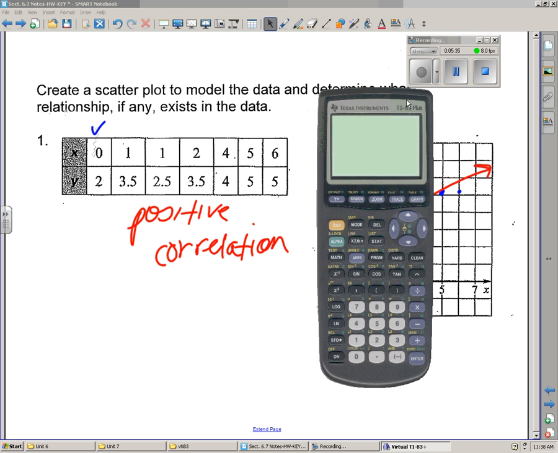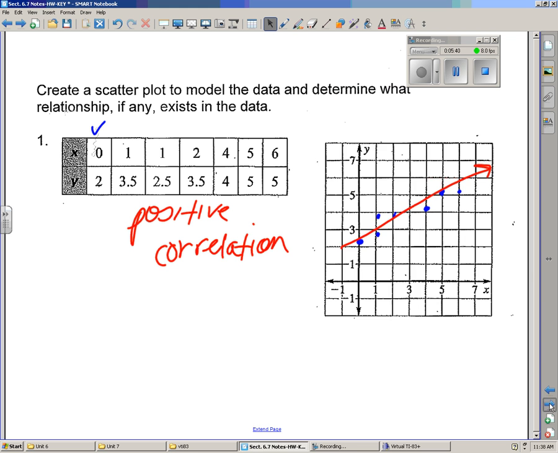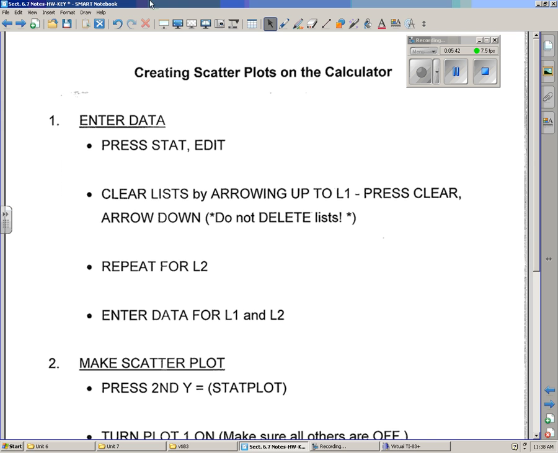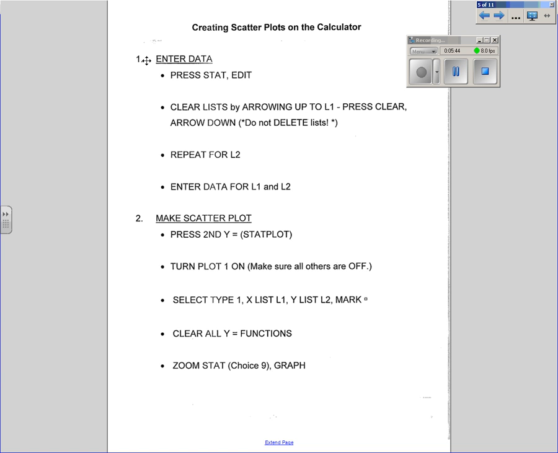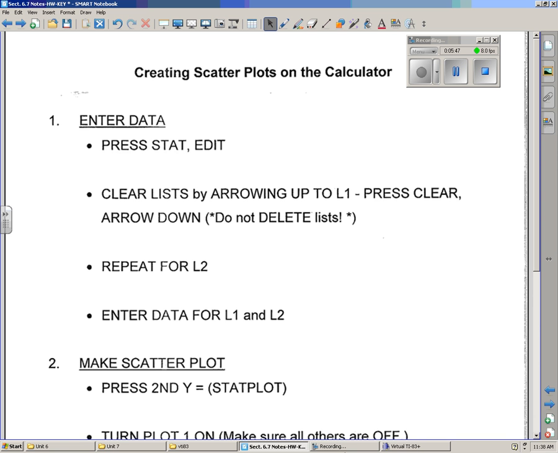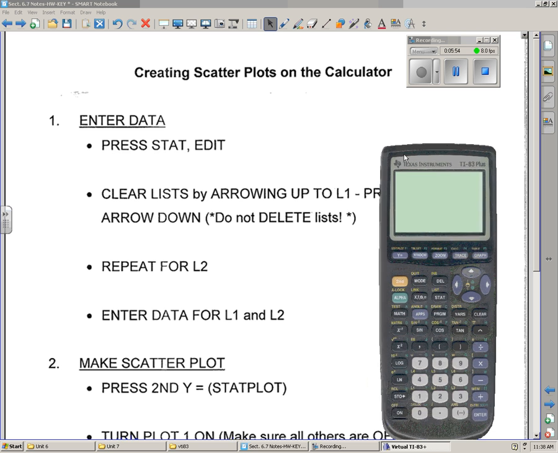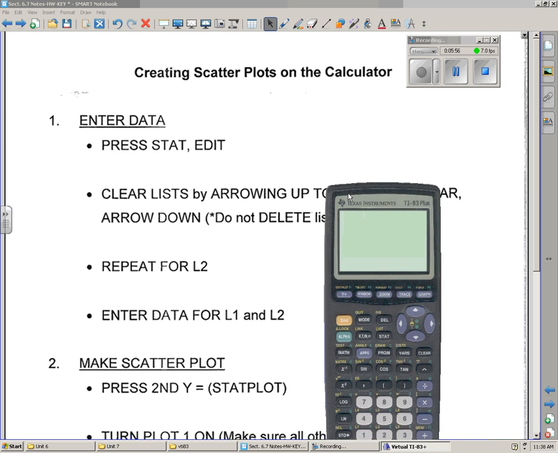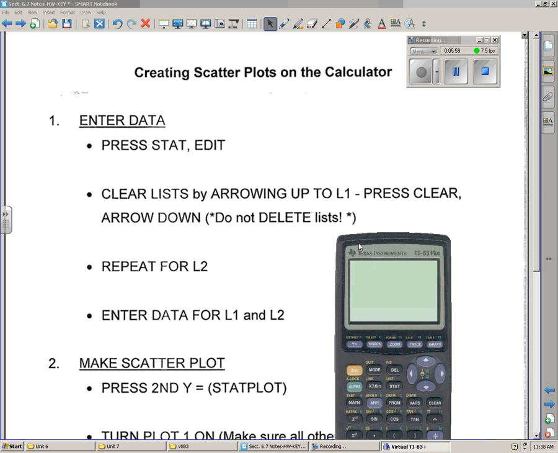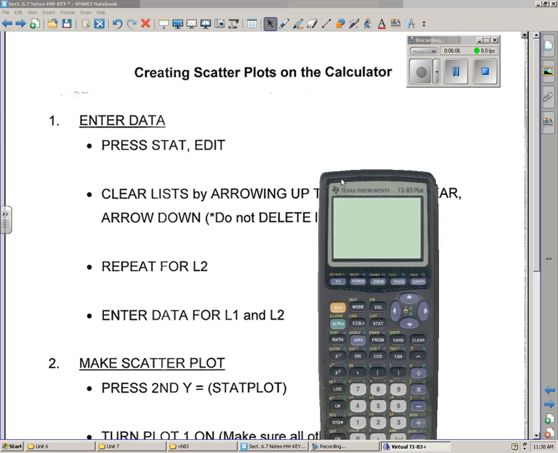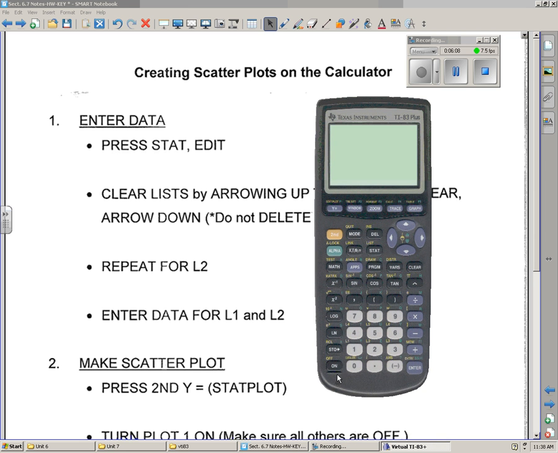So what happens here is your instructions will tell you, and I'll put the instruction sheet up. Okay, let me get this in a full page. I can't do the calculator at the same time, so let me back out and get the calculator. The first thing you need to do to enter the data is to press stat and then edit, then clear the list if necessary by pressing clear and arrowing down, not deleting, and then repeat for list 2, enter the data for list 1 and list 2. Let's just get into the calculator real fast.